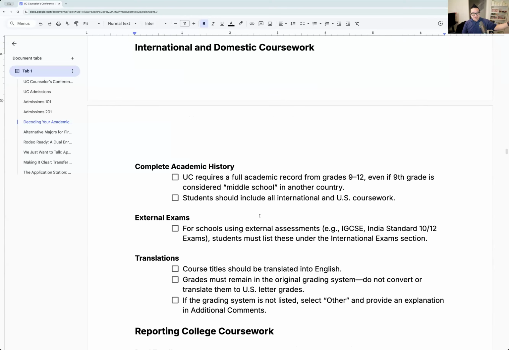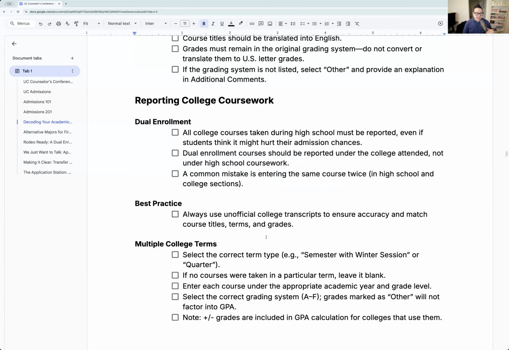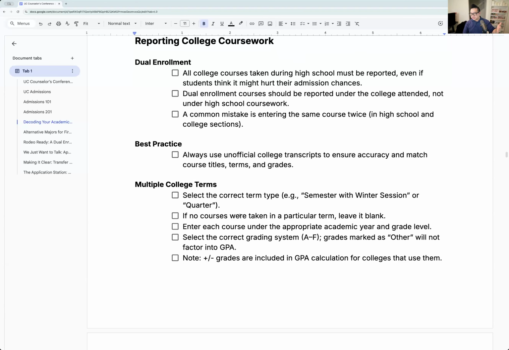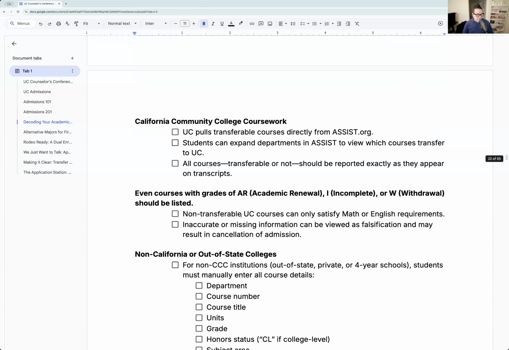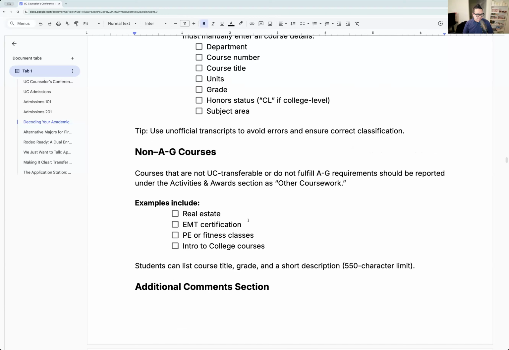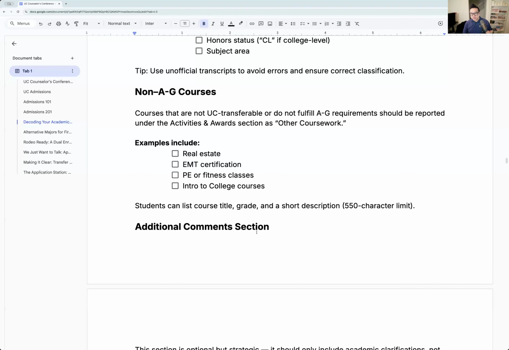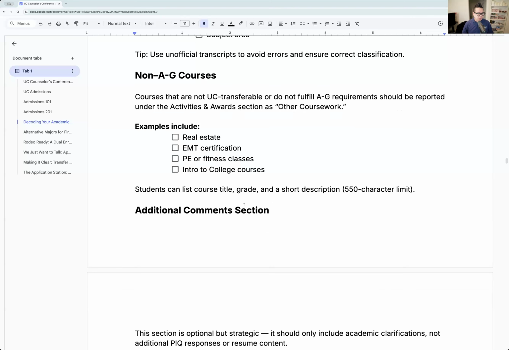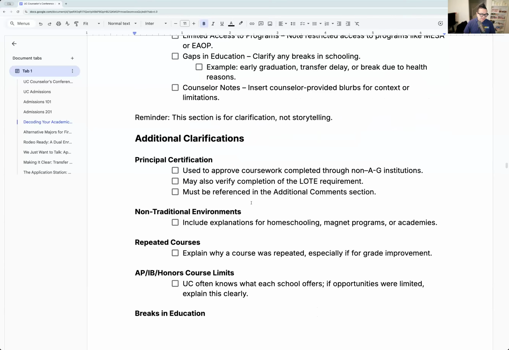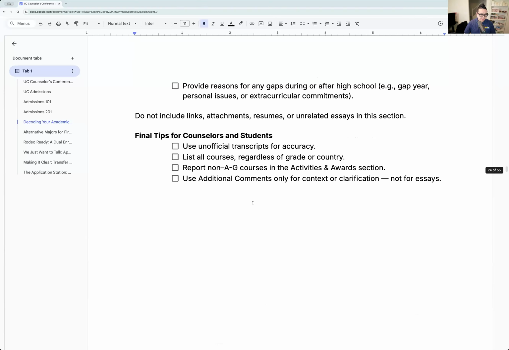If you did international classes, how do you share that? It talks about doing that. How do you do enrollment? You can share that into your schedule as well. If you did a non-A through G class, so you took a real estate class, EMT class, anything, it doesn't fall under academics. It falls under the activity section of their coursework over here. So what else? That's pretty much it. Yep, that's it for that one.